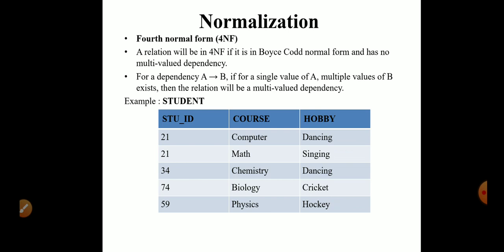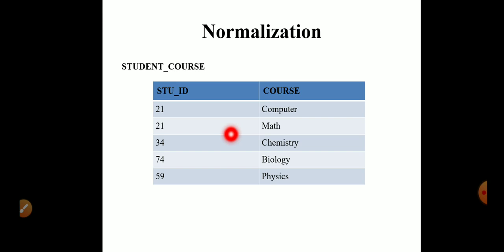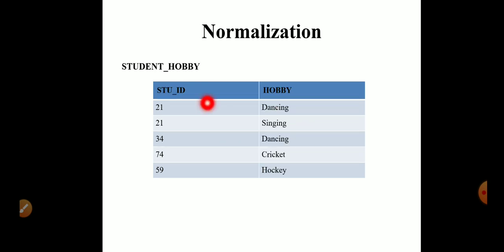So to make the above table in 4NF, we decompose this table into two tables. The first is student course, with attributes student ID and course. The second table is student hobby, with attributes student ID and hobby. So now the table is in 4NF.